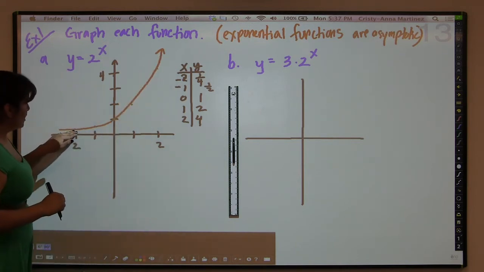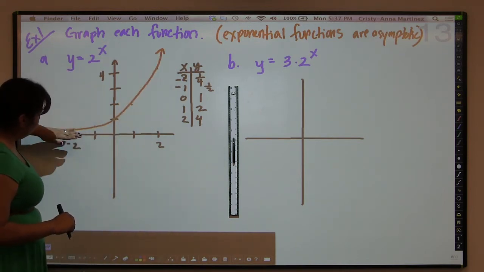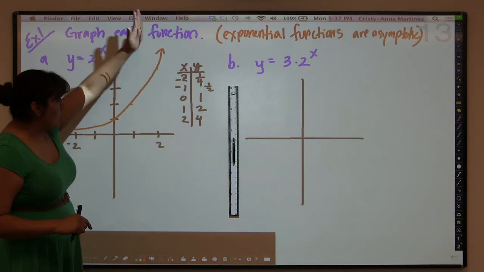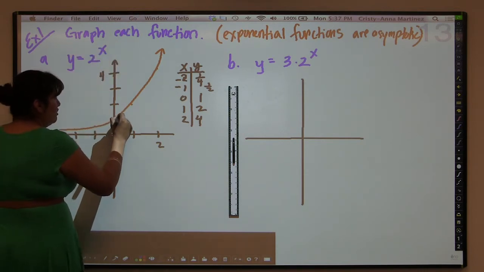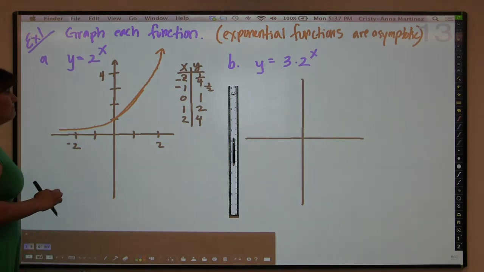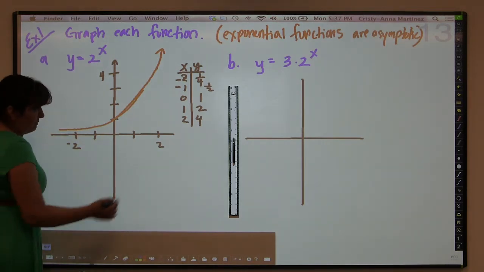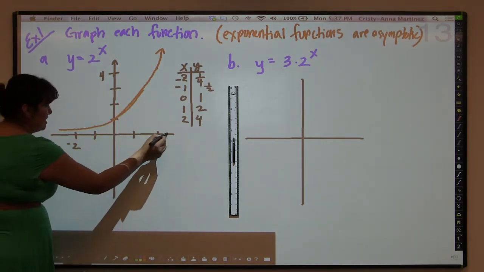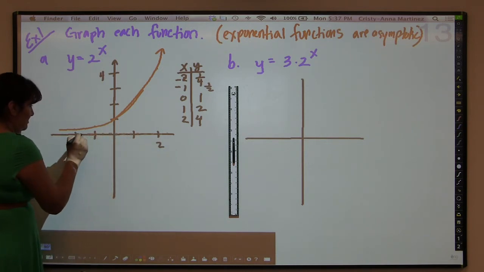starts off really slow. It's always increasing, but it starts off kind of slow, and then it just takes off. Okay? And as you get larger values of x, you will see that it just gets bigger and bigger and bigger really fast. Now the asymptote that I was talking about earlier is this imaginary line right here, the x-axis.